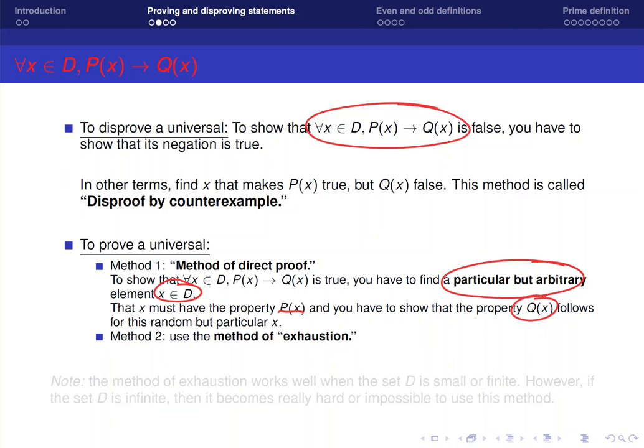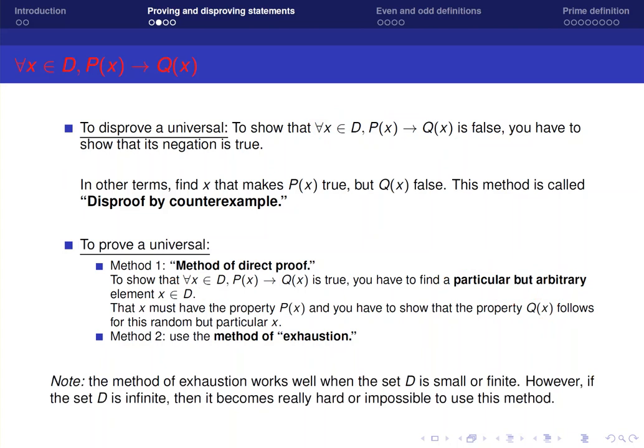The other option is to use the method of exhaustion. Another way of saying this is brute force, basically. Just try the statement for every x in your domain. This works really well when your domain is small or finite. It doesn't work very well when your domain has infinitely many numbers, because you don't have enough time to try every number in the domain and show that that number satisfies your original statement.